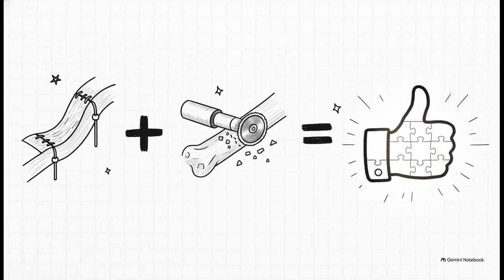And the answer is CPT 29827 for the rotator cuff repair and our add-on code, plus 29826. This perfectly satisfies our mathematical formula. We have an eligible parent code to anchor the claim, and we have explicit documentation of bony work with the motorized burr. Boom, perfect coding.